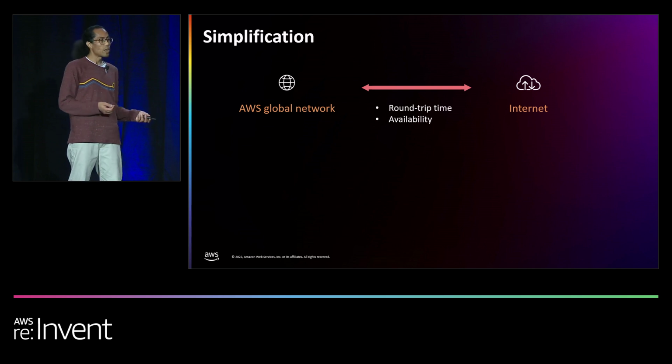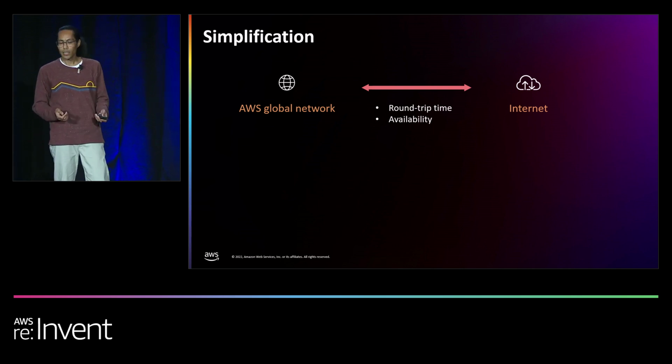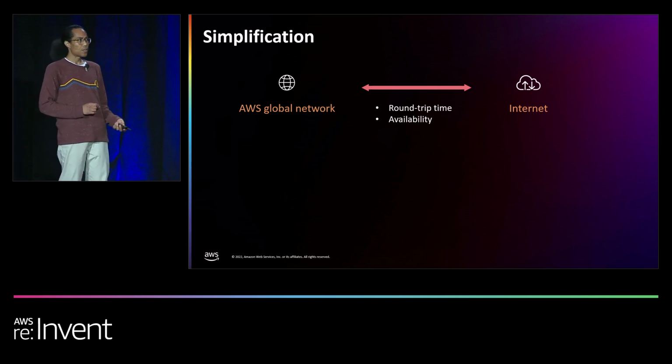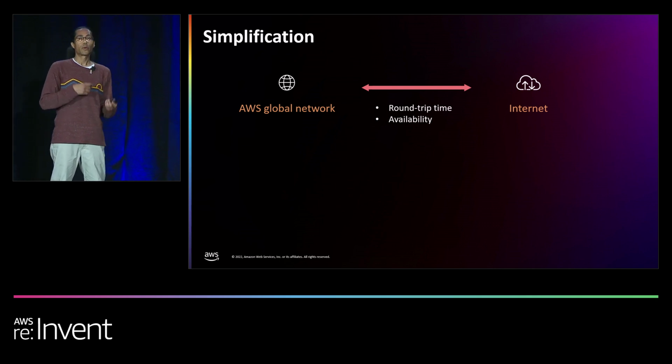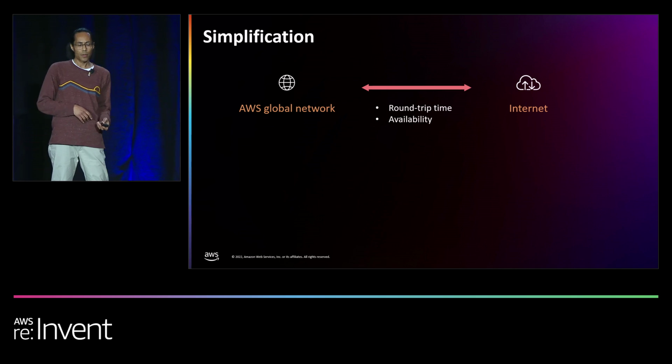It's the ratio of probes that have succeeded divided by the total number of probes attempted. Round trip time is our proxy for performance. And the thinking is it's a reasonable proxy for performance for a large number of workloads as a first step.